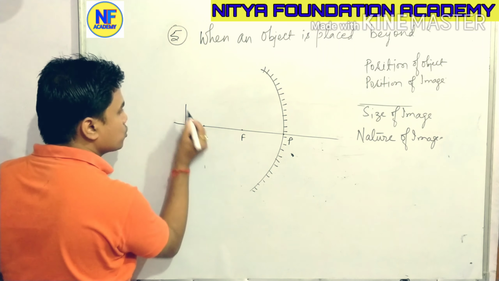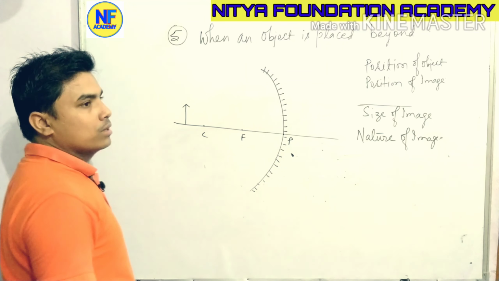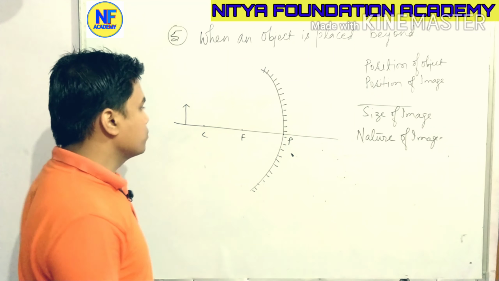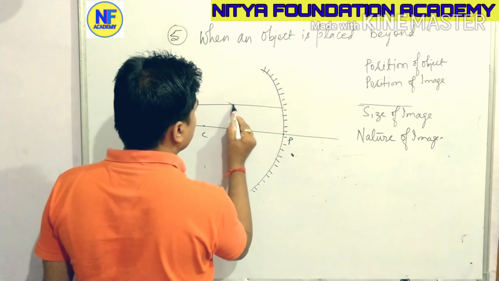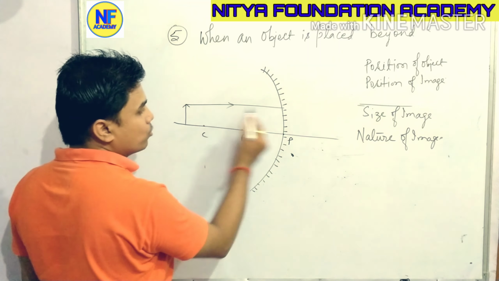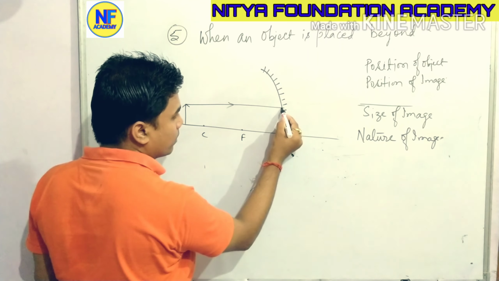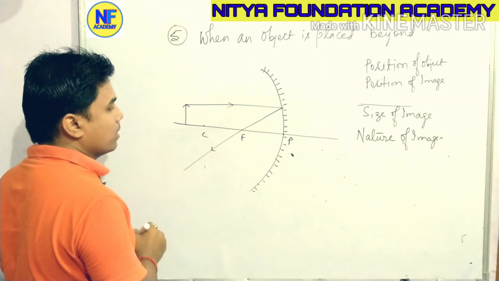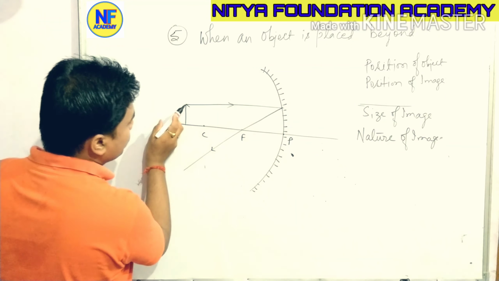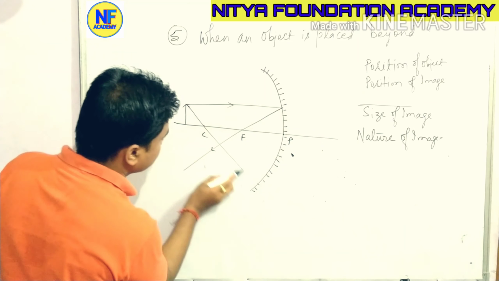So beyond C, we will make a mark here for the object, and this object is emitting an incident ray that moves parallel to the principal axis, and you know very well that after reflection it moves through the focus. And another ray which is going through the center of curvature.